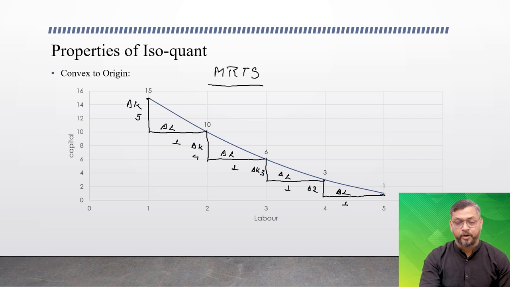So as we are moving from top to bottom, the change in capital is decreasing, and that is your reason for the convex shape of isoquants. This is known as diminishing marginal rate of technical substitution, and it will be discussed in the next module.